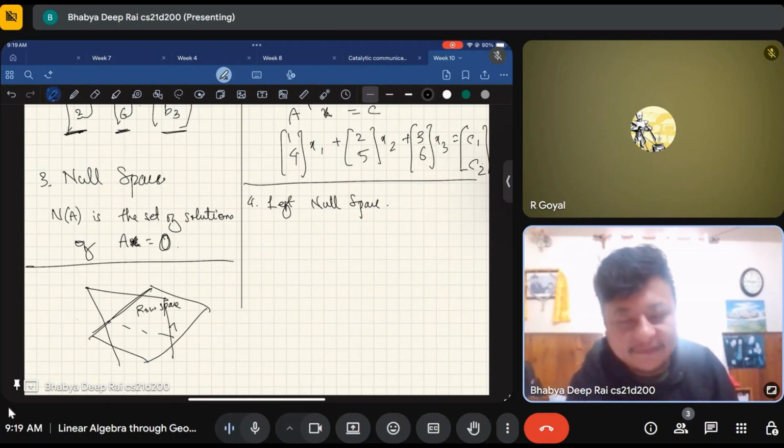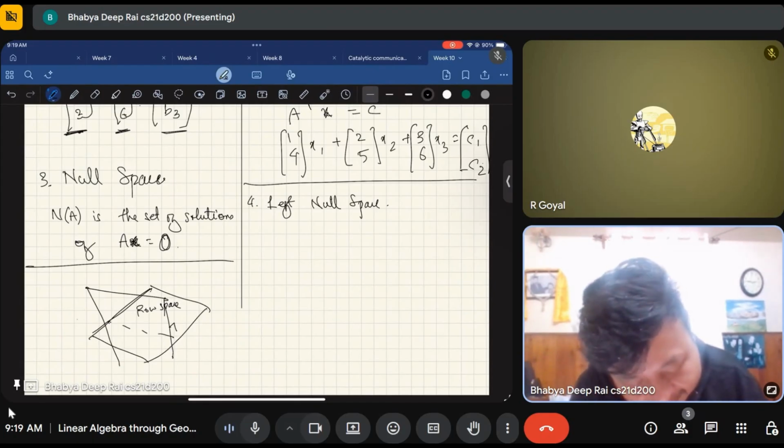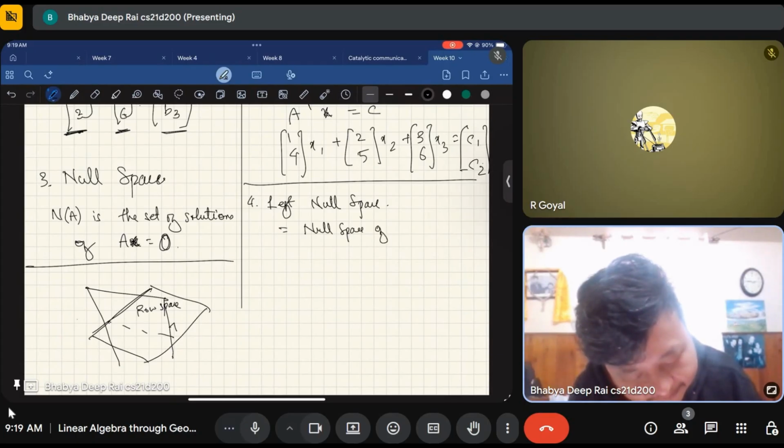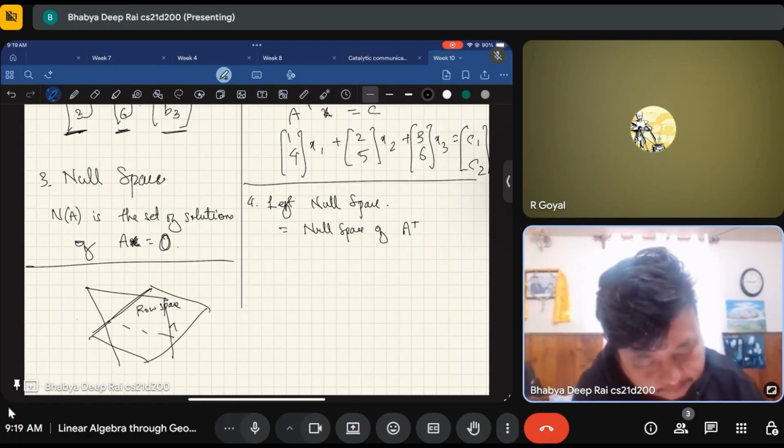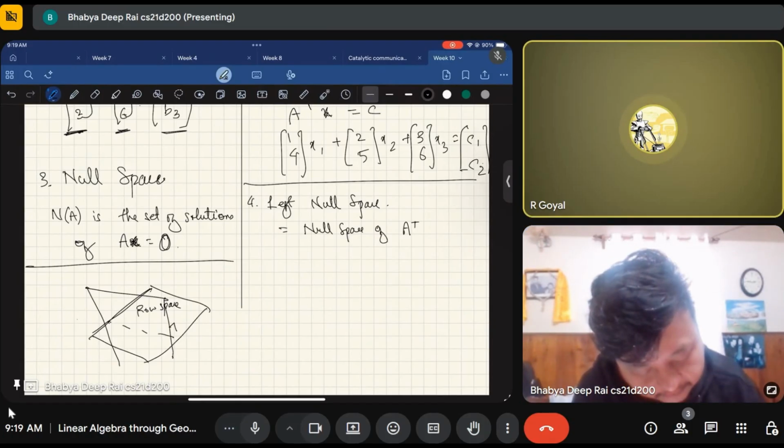Okay, this is called the left null space. Left null space is nothing but the null space of A transpose. And how is this null space going to make us understand the row space better?